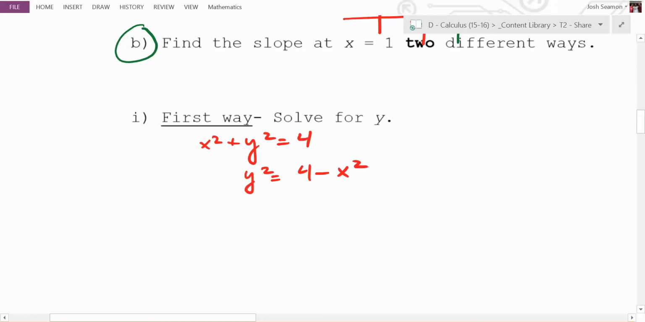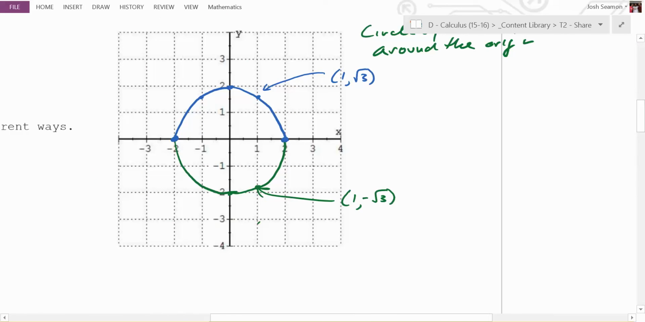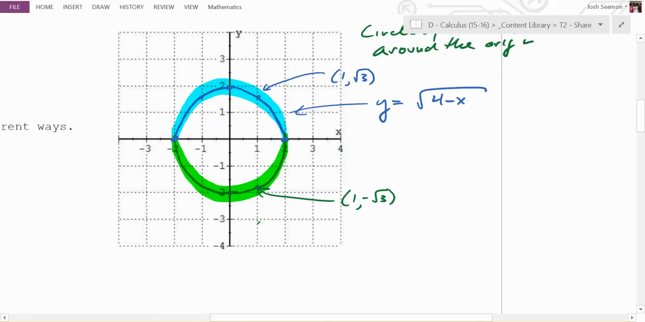And then what do we do to both sides right now? Take the square root of both sides. So what is it going to be? Y is equal to the square root of 4 minus x squared. What has to go out front of that square root? Plus or minus. So there are actually two functions here. And there should be, because what do you have up here? You have the top arc, and then what do you have below? The bottom arc. Which one do you think the blue one is? That's y equals the positive square root of 4 minus x squared. And what's the green one?